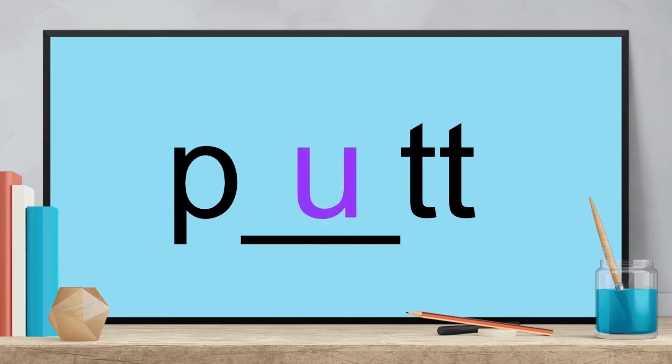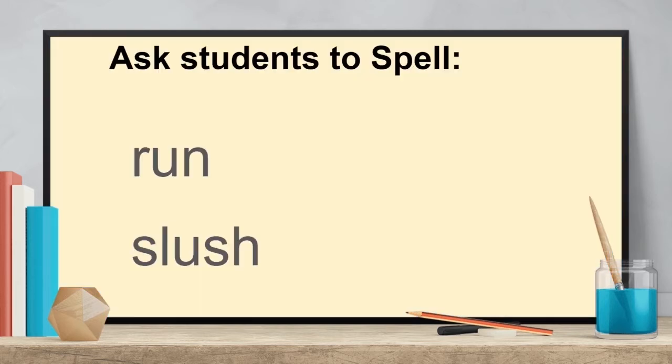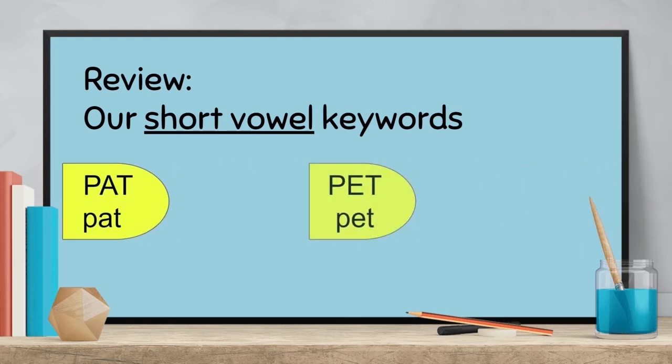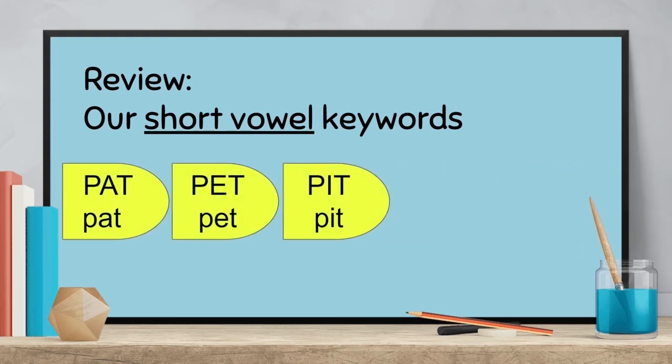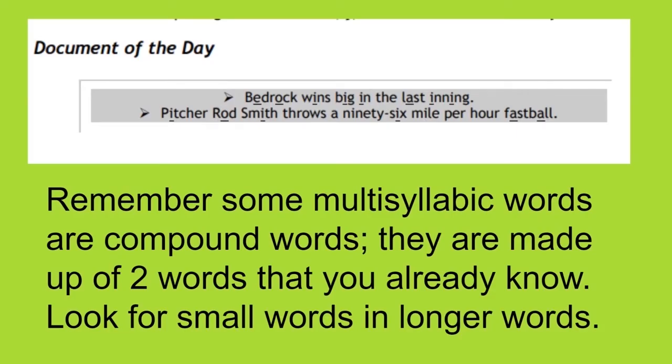And our last one is put. Right? So put. Can you think of some words that have that short U sound, like run or slush? You can think of your own words. All right. So we have all 5 of our short vowel keywords now. We have pat, pet, pit, pot, and put. That will help us remember our vowel sounds, right? All right.